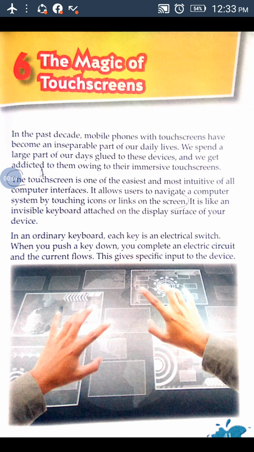Today we are going to do chapter 6, that is the magic of touchscreens. Now can you all tell me two instances where you all use touchscreens? Yes, one is your mobile phone and the other is a computer. In the computer sometimes we have got touchscreens.